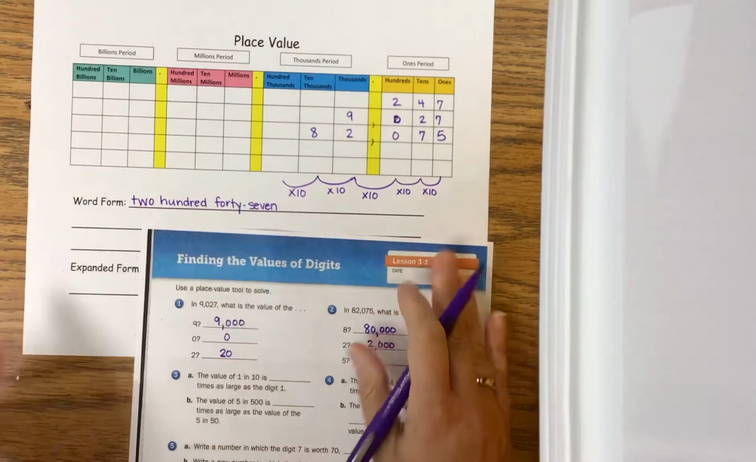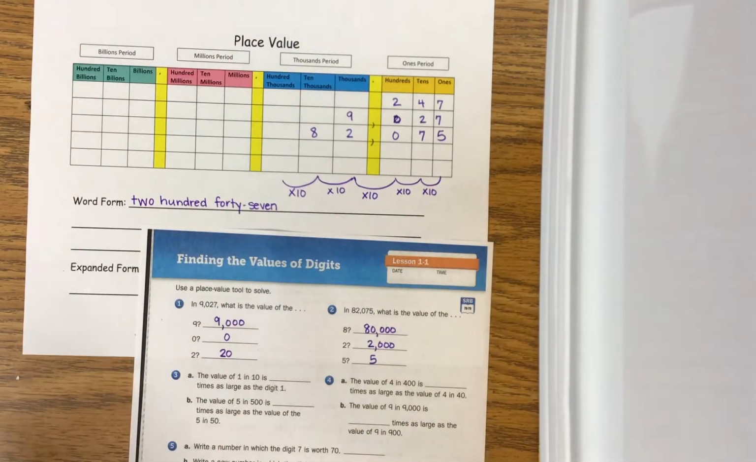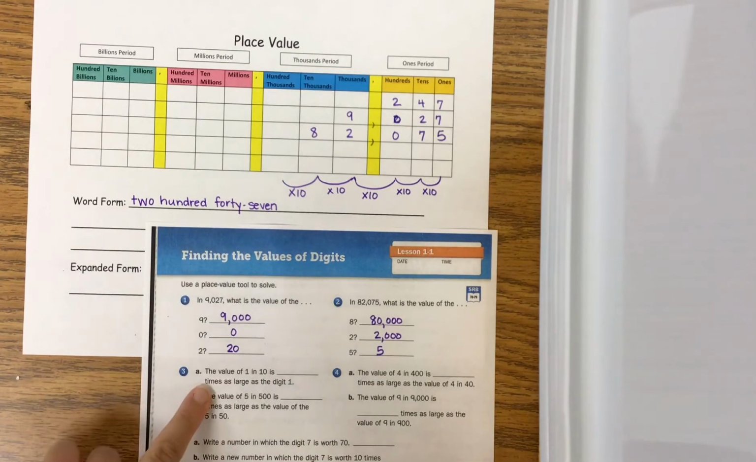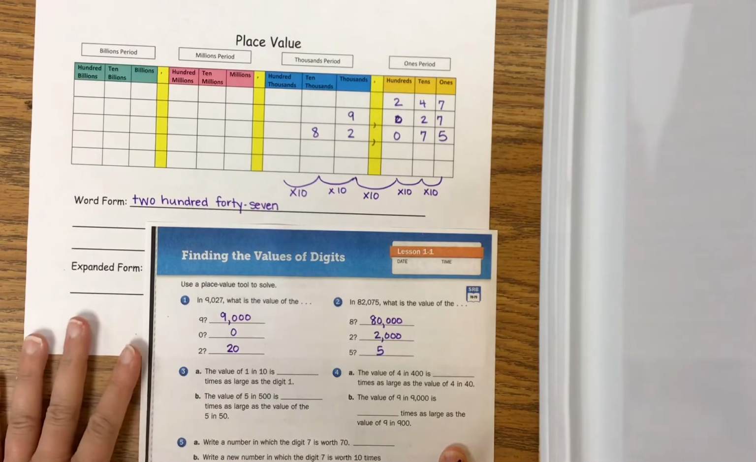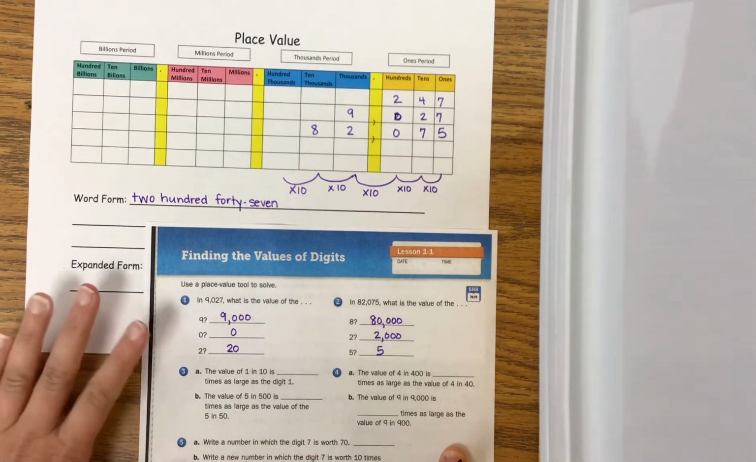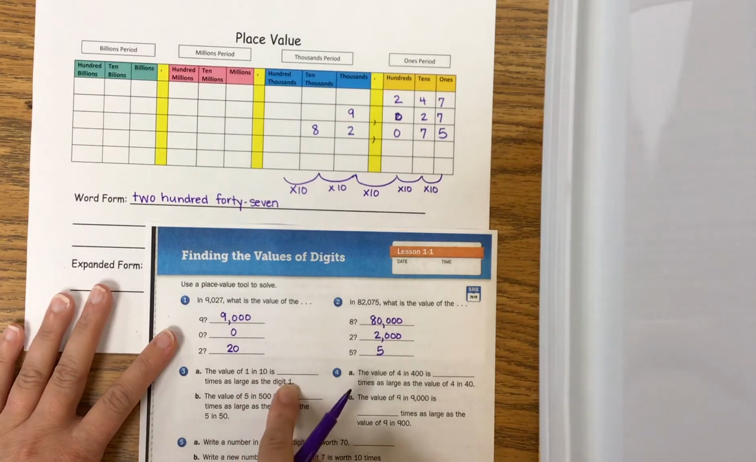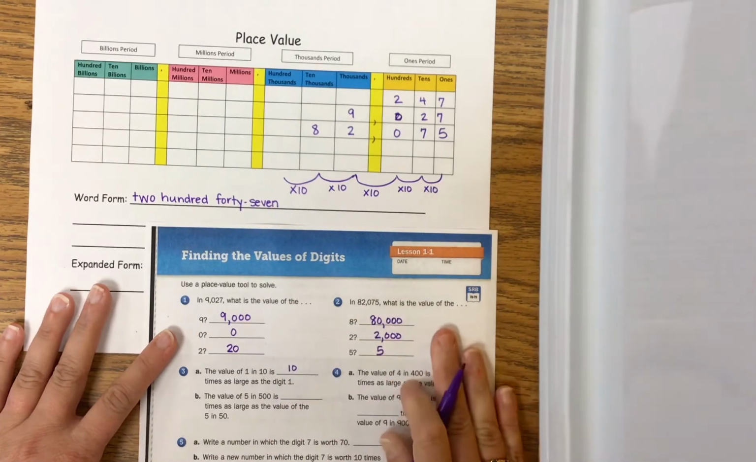So I'm not going to fill all these in, but every time we move from a smaller place value to the next larger place value, that is 10 times bigger than the one that's just to the right of it, the smaller one, all right? So we're going to do number 3. The value of 1 in 10 is blank times as large as the digit 1. Okay, so the 1 in 10 is 10 times as large as the digit 1.